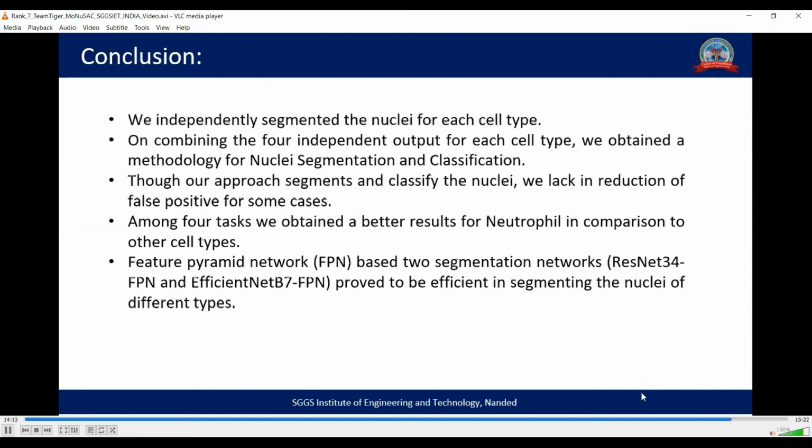Conclusion. We independently segmented the nuclei for each cell type. On combining the 4 different outputs for each cell type, we obtain a single methodology for nuclei segmentation and classification. Though our approach segments and classifies the nuclei, we lack in reduction of false positives for some cases. Among the 4 tasks, we obtained better results for neutrophil in comparison to other cell types.